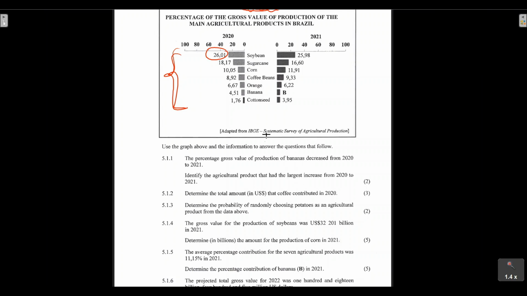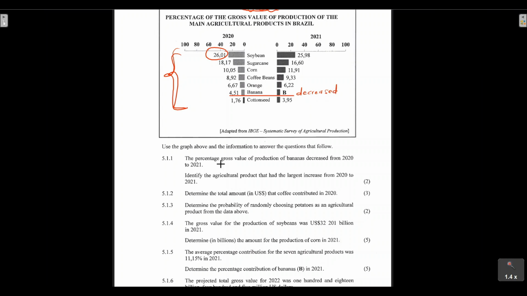So we already know the reason why they've decided to tell us about the bananas. It's because we won't be able to determine whether it was an increase or a decrease, because we've got a missing value here of B. So that's why they've said, don't worry about that one. That one was a decrease, so don't stress. We're not going to focus on that one because we know that it decreased.